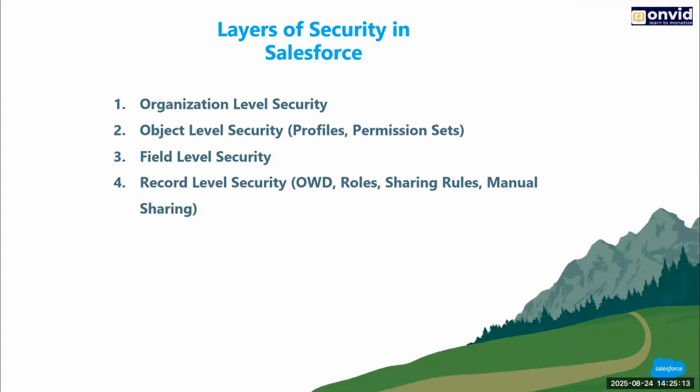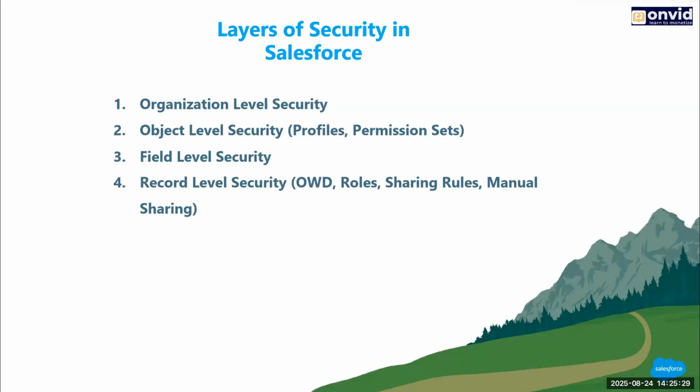Let's suppose I am a sales representative and I have a manager. Let's suppose OWD is private. OWD means org by default. I don't want others to access it, so only the owner of the record can access the record. So this is the private model. Whoever is the owner can only access the record.